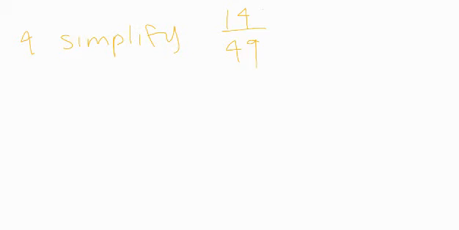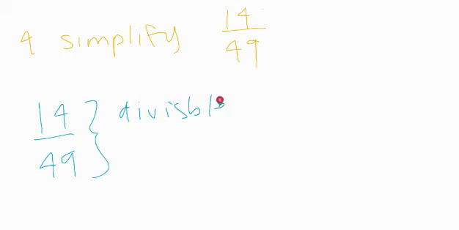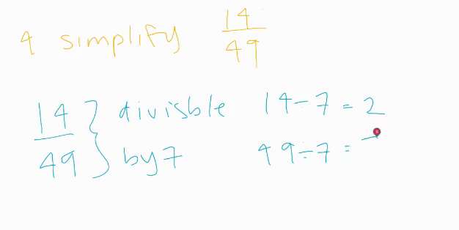And if we want to try this with 14/49, the first thing we notice is that both 14 and 49 are divisible by 7. So if we divide both the numerator and the denominator by 7, we know that 14 divided by 7 is 2, and 49 divided by 7 is 7. So we're left with 2/7.